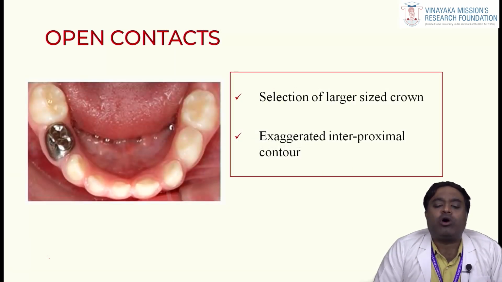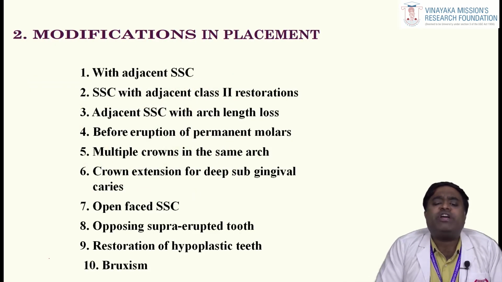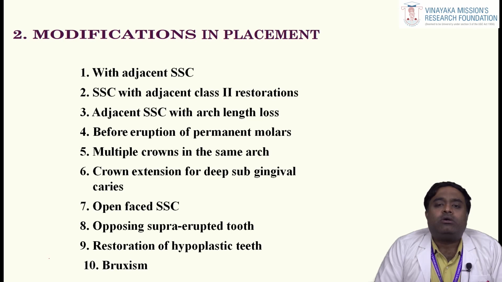Next, coming to open contacts, we have to select a larger sized crown. We have to exaggerate the interproximal contour. Next, coming to the modifications according to the placement. There are different types of modifications according to the placements. We'll see them one by one.